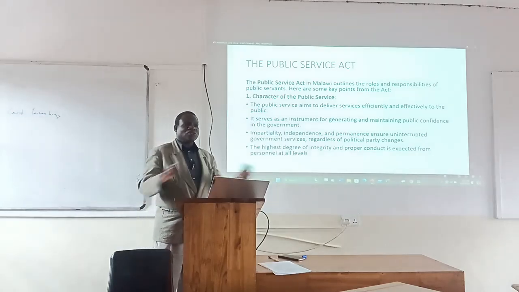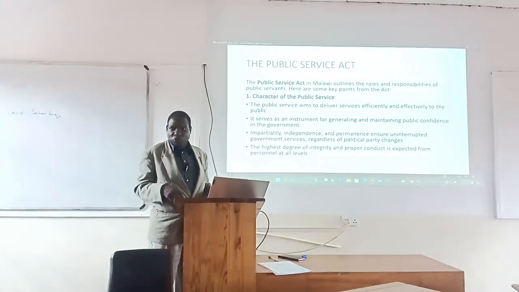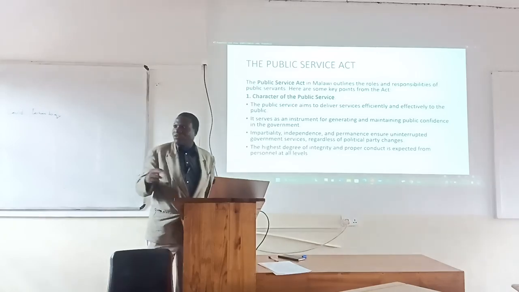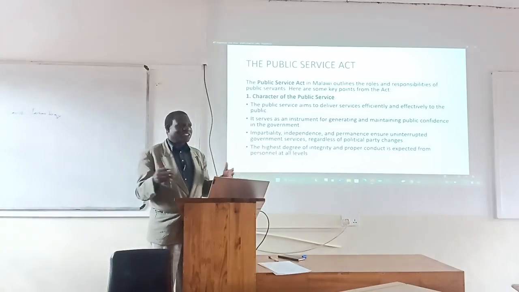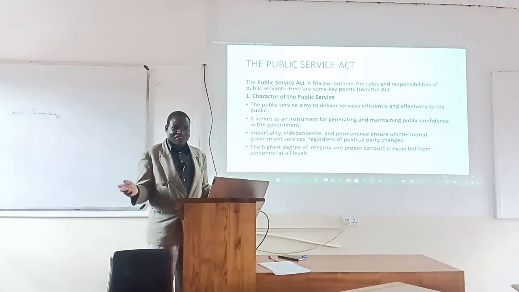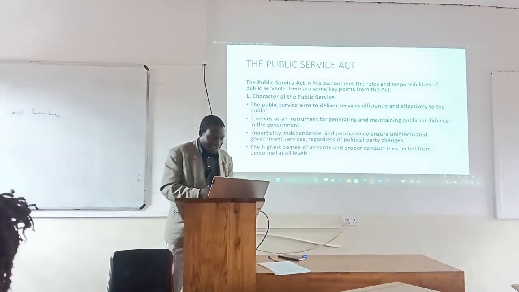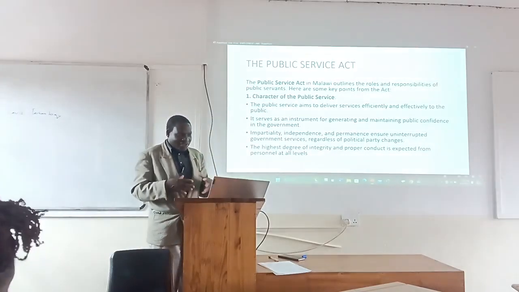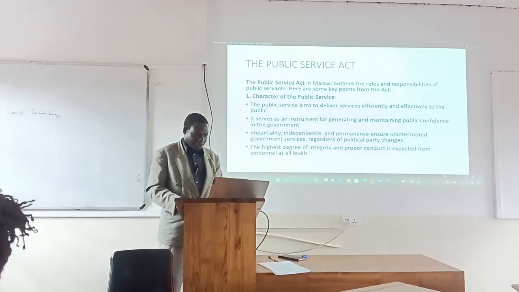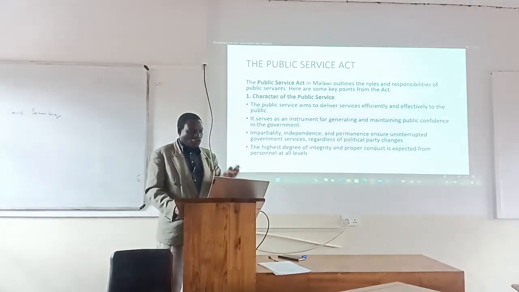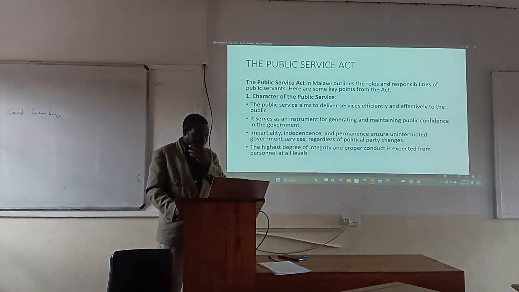We can't see any doctor. But yet there's a doctor on duty. Where is he? I don't know. Even the guards could not tell where this doctor is. So their job is to serve us, to render services, and when they're rendering services to us, it should be efficient and effective. It serves as an instrument of generating and maintaining public confidence in the government.